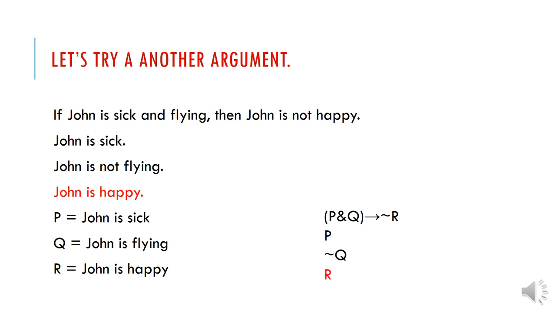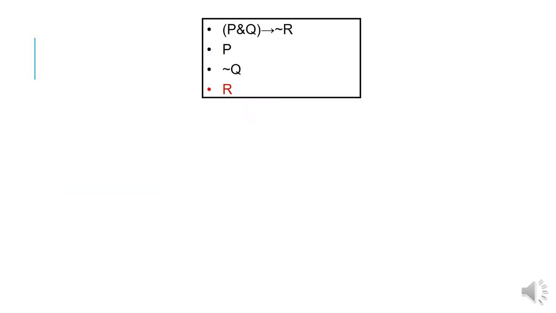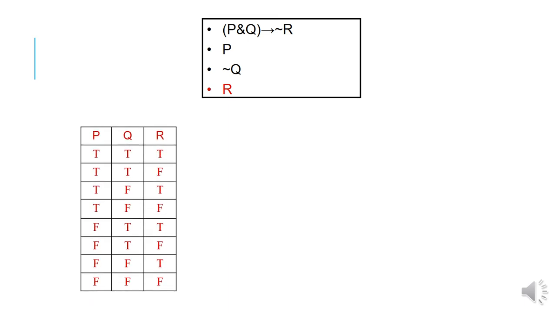So now taking this symbol-formed argument, we can draw up our reference columns. We see here that there are three simple propositions, which means there will be 8 rows to our truth table, each accounting for a state of affairs.